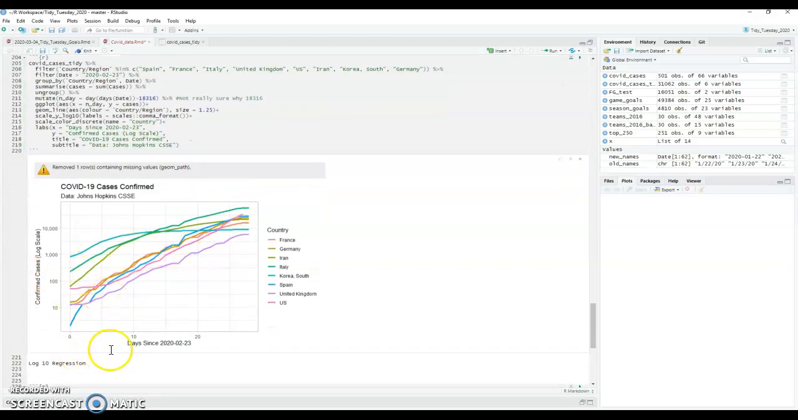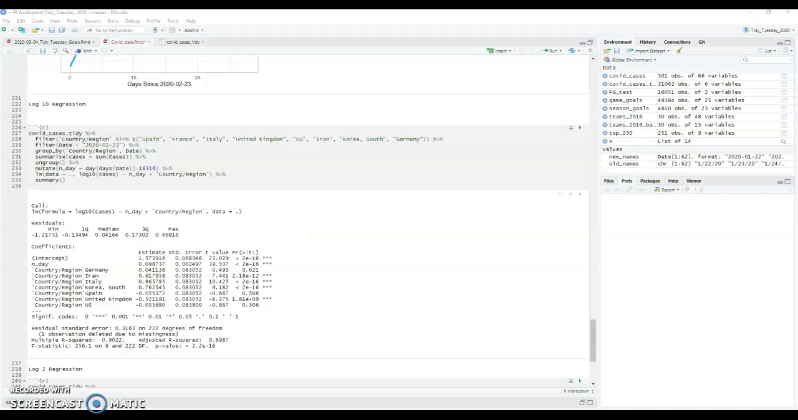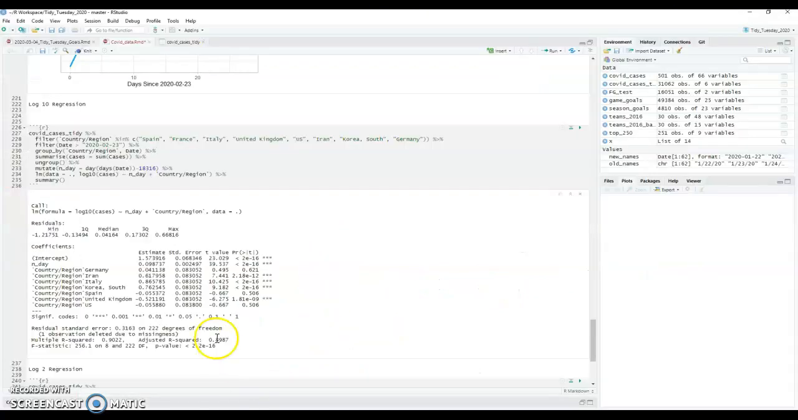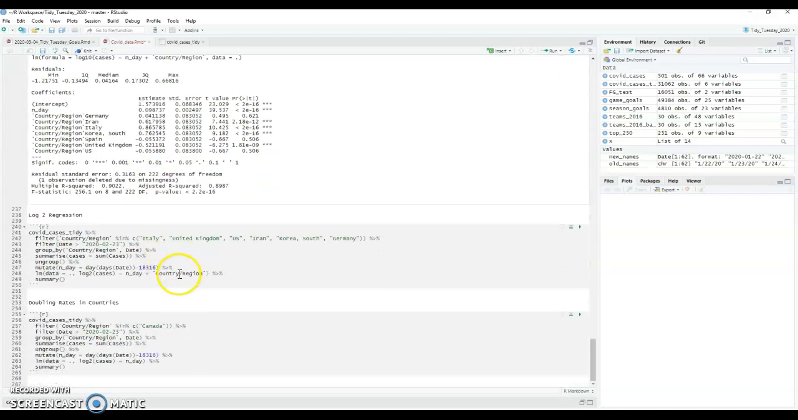Let's do one more. Again, now I've got days since. I've done that so I can do a model on it, which is helpful. If we think back, the closer this number is to 1, that means it doubles in 1 day. If this number is 0.5, it'll double in 2 days. Or this is a log 10 model, so it'll go to a factor of 10 in 2 days if it's a half. If it's 0.25, it'll be 4 days for a factor of 10.